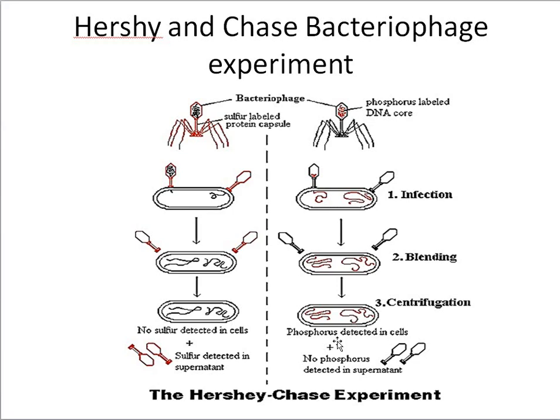And in the other sample, in which the infection was done using phosphorus labeled bacteriophages, in that case the bacteria that were obtained contained radio labeled phosphorus, but there was no radioactivity in the ghost. That means what went into the bacterial cells was DNA, which is why the radioactivity was found in the bacterial cells in this case and not in the other.